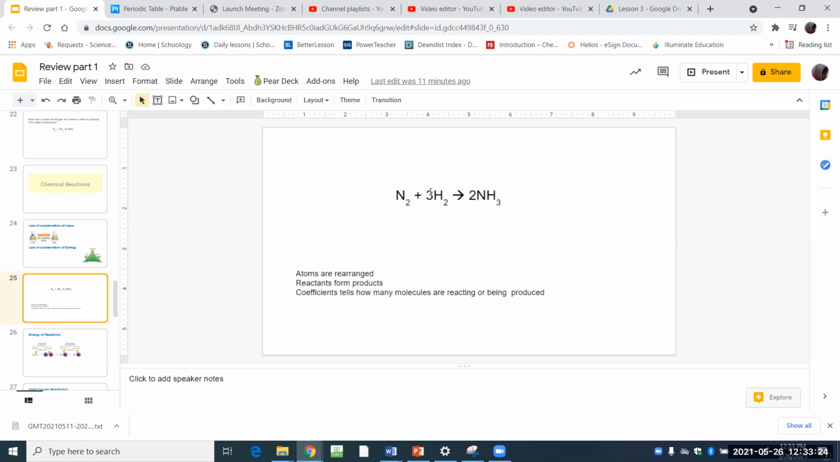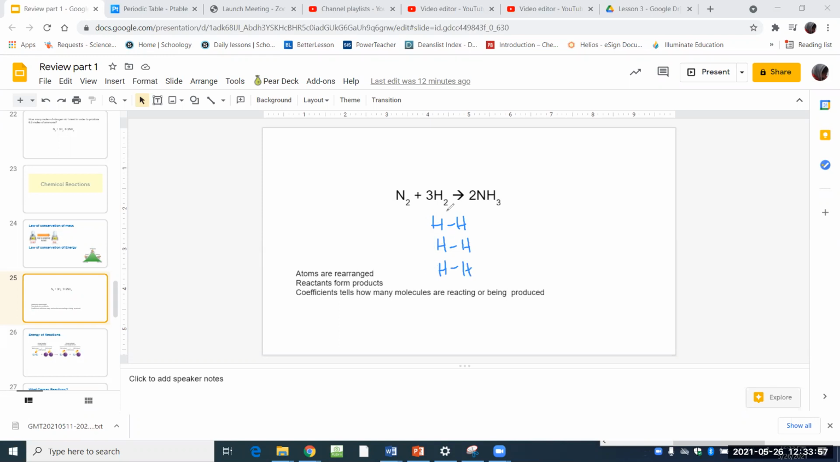And then coefficients are the numbers in front of the molecules, and they indicate how many molecules are being reacted. Don't confuse coefficients with subscripts. They mean two different things. I guess I can show you right here. The coefficient says that there are three hydrogen molecules. So that's what this three represents, 1, 2, 3.